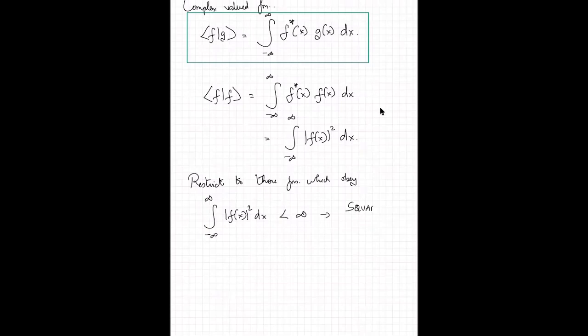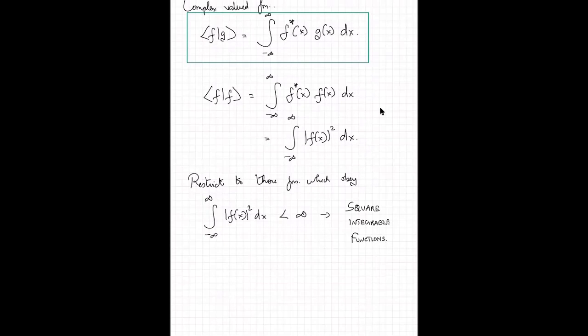They are called square integrable functions. So in quantum mechanics, we always deal with square integrable functions.